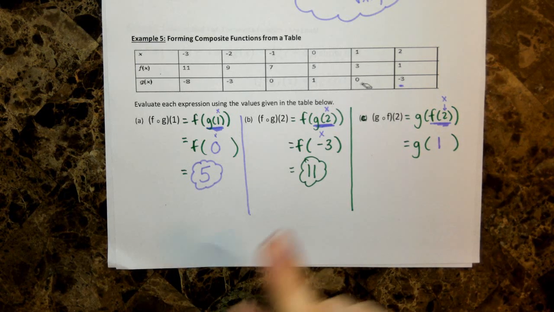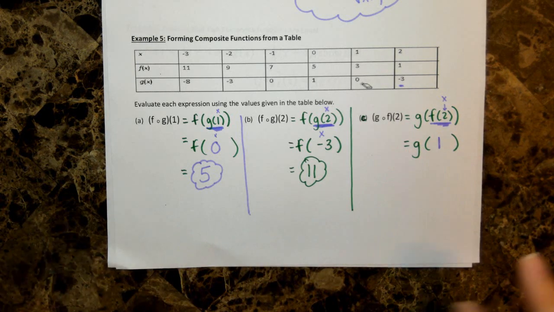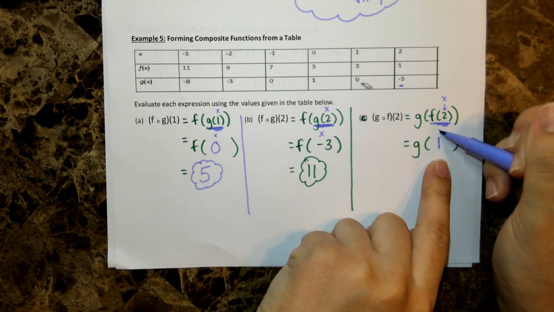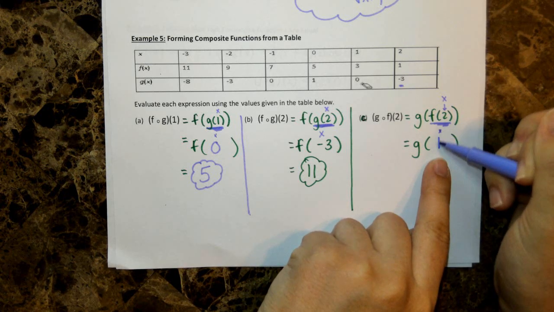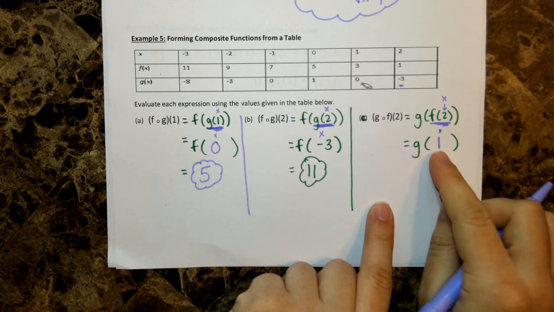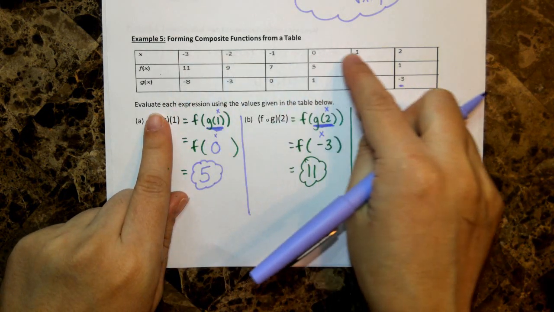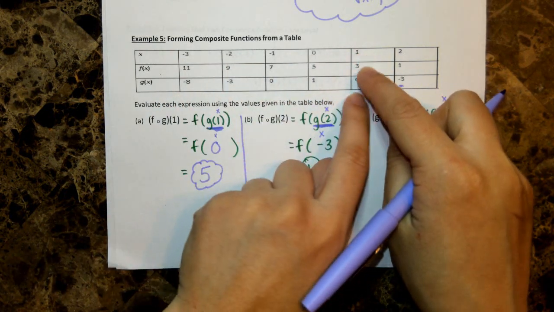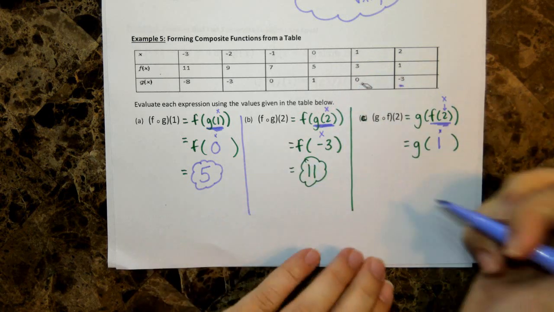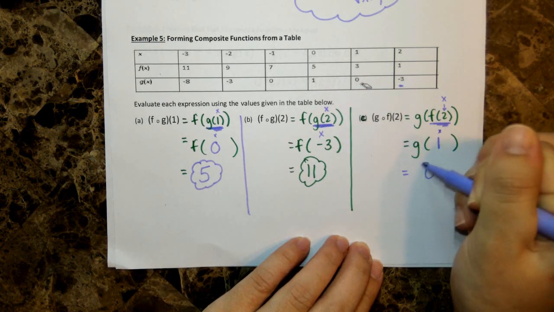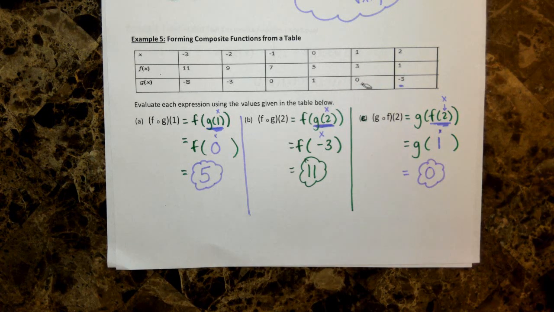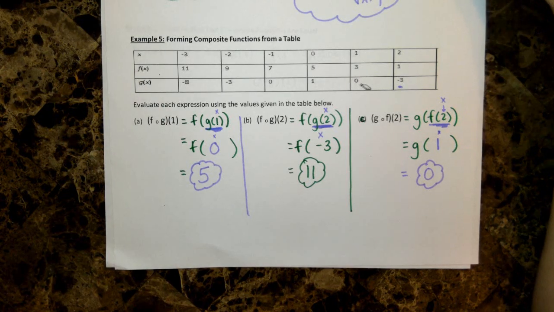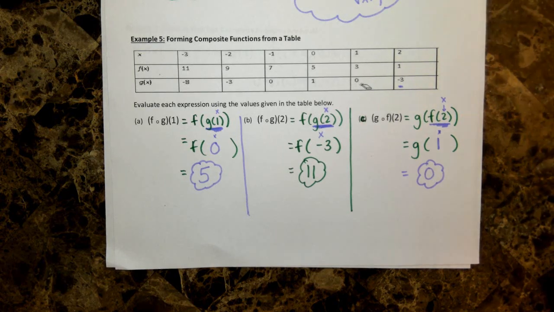Okay. And then same thing again, when x is 1, what is the g function worth? So go to my x row, when x is 1, the g function, the output value for g, will be 0. So this whole thing equals 0. And there's our answer. Okay. Alright, so that's how you would compose functions given the table of values.